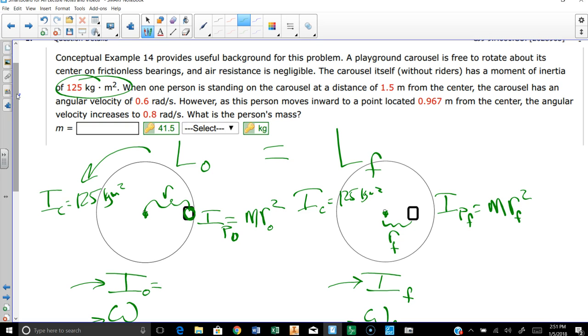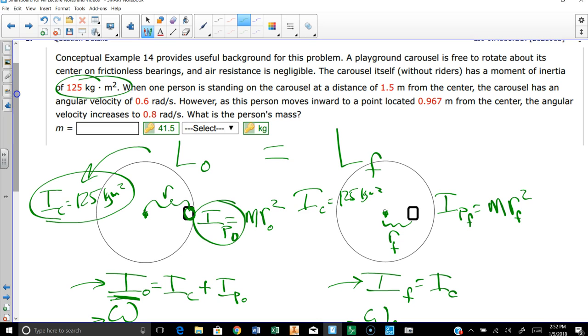And any time that you have to find the rotational inertia or the moment of inertia for something, if it consists of multiple parts or you can break it up at least conceptually into multiple parts, you can just add the various inertias. So in other words, initially, it's going to be the rotational inertia of the carousel plus the rotational inertia of the person initially. And afterwards, since the carousel didn't change, it's that plus the rotational inertia of the person afterwards, which is slightly different because of the change in radius.